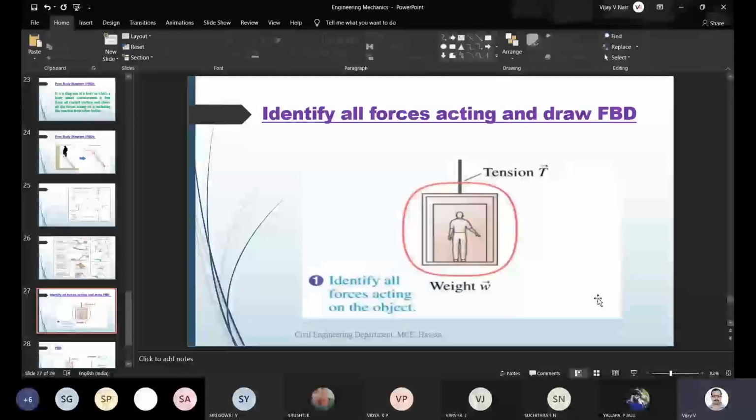So 2 forces. 3 forces. Sorry, I didn't hear you. 3 forces. Any other answers? 2, 3.